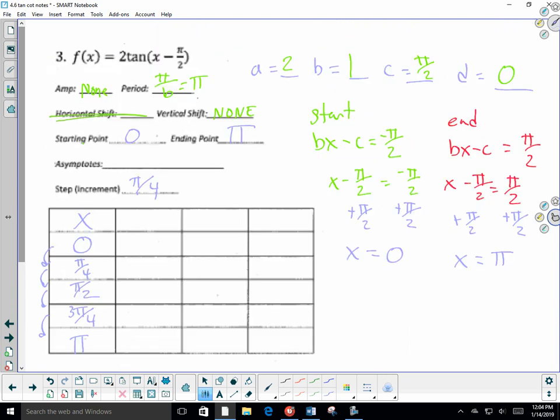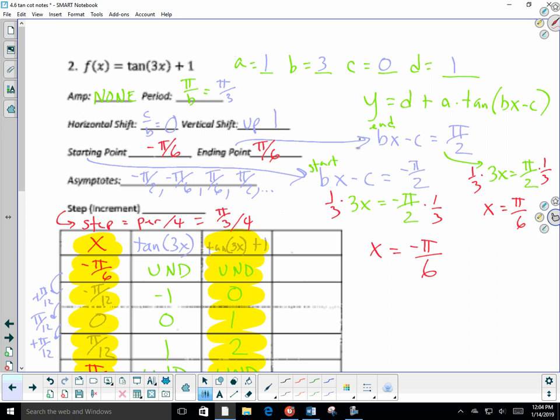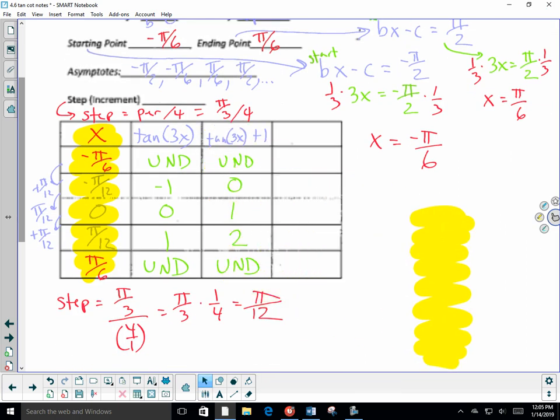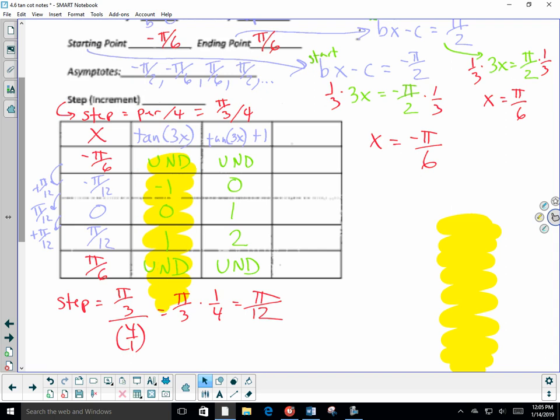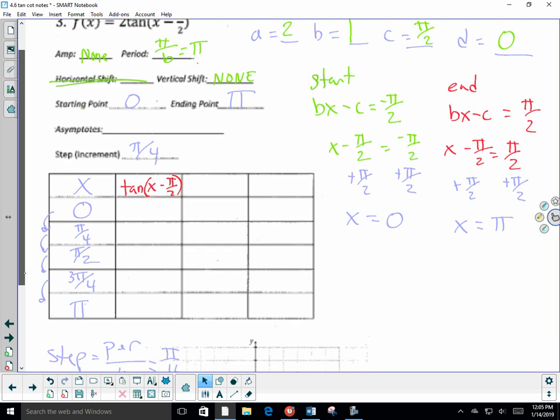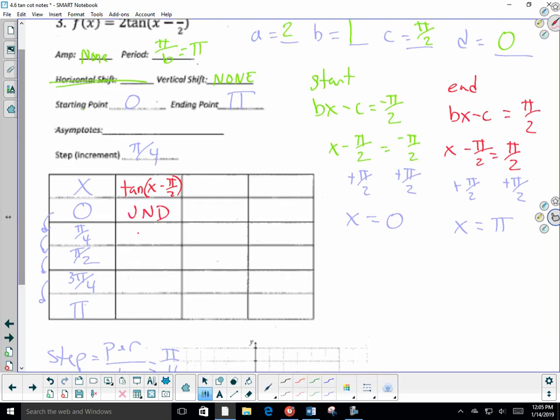All right, let's hold off on the asymptotes for a moment, and we're going to fill this in here with the tangent of Bx minus C, which in this case is tangent of x minus pi over 2. Remember, this is where we're going to fill in our key values. These are our key values right here, right? Undefined, -1, 0, 1, undefined. So that's what we're going to fill in here.